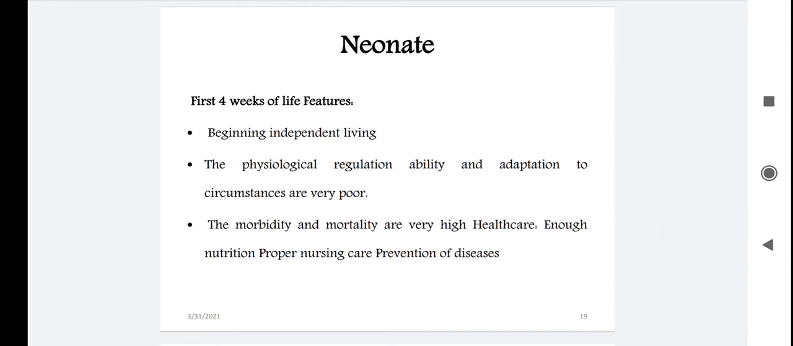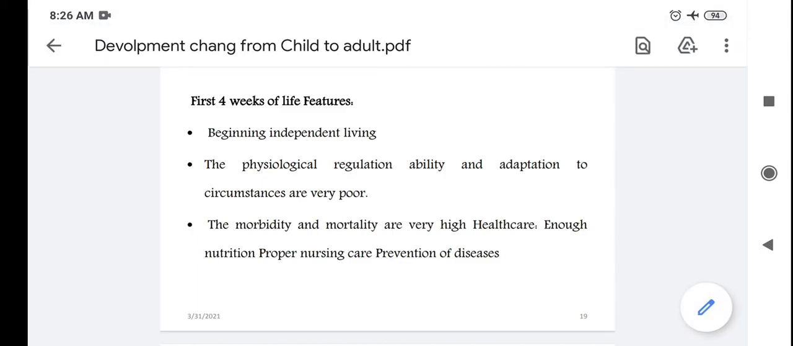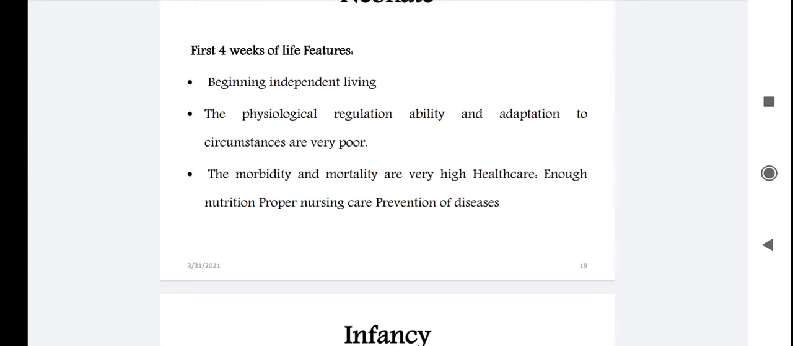Neonate. This is the period of the first four weeks of life. In other words, it is newborn, and it includes the first four weeks after birth. The features of this period: beginning independent living, the physiological regulation ability and adaptation to circumstances are very poor, the morbidity and mortality are very high. Health care needed: enough nutrition, proper nursing care, and prevention of disease.